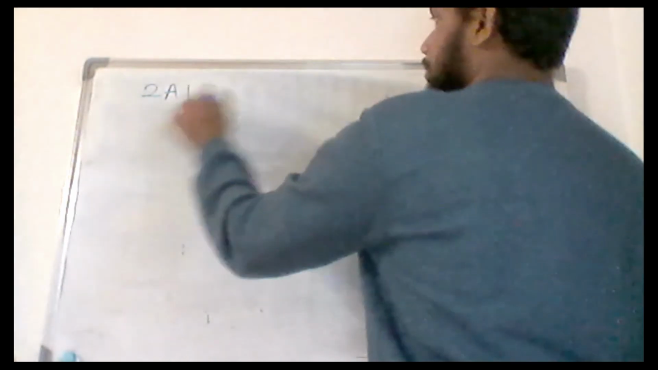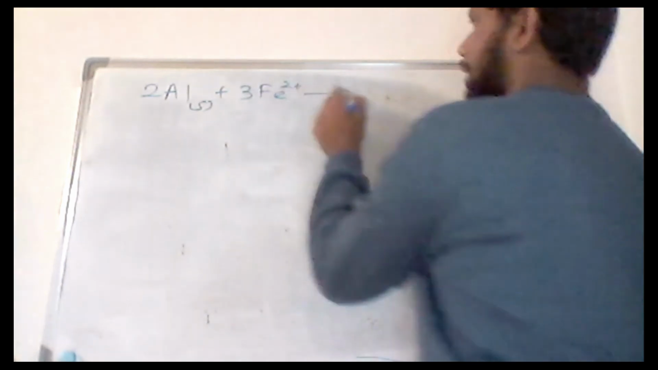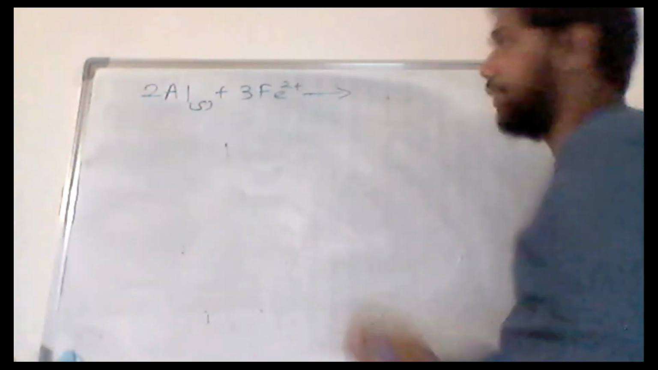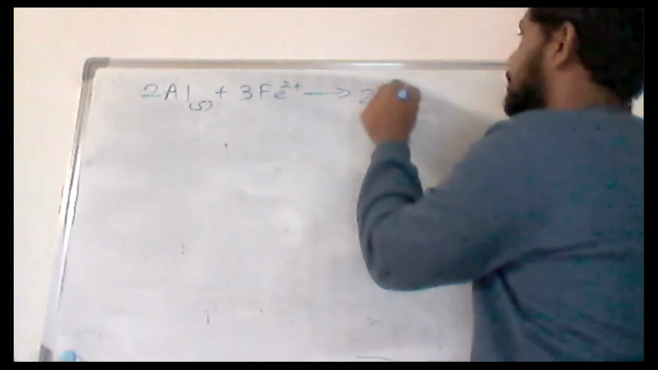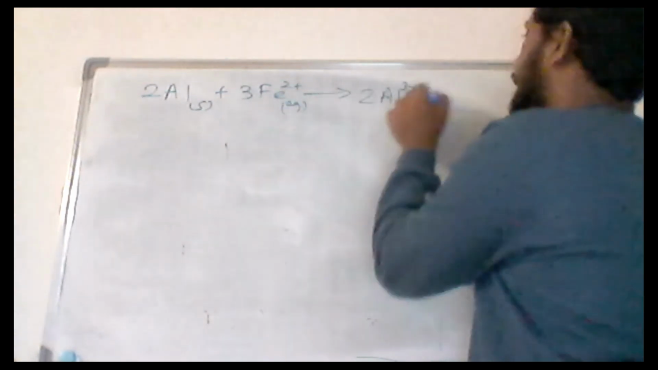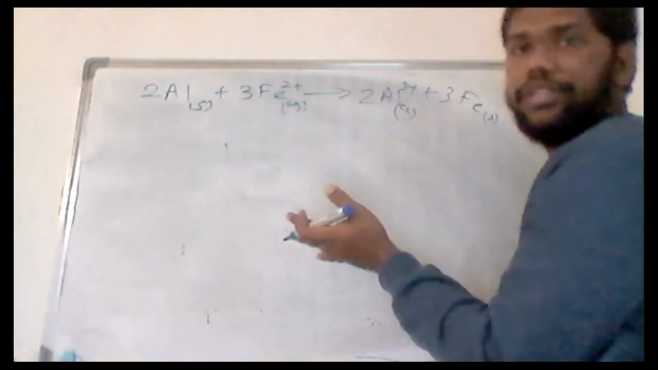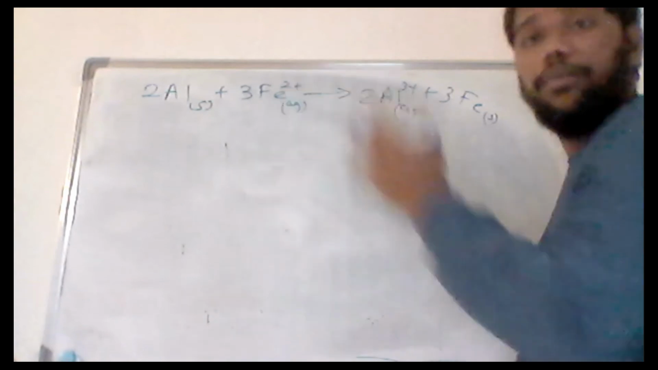No, it was 2 aluminium solid maybe. Yeah, because the aluminium is the oxidation. So aluminium solid plus 3 Fe2+ reduction. I'm writing the overall reaction. Okay, 2 aluminium 3+, which is the oxidation. This is aqueous, and 3 Fe solid. So I have to first write anode, cathode, then multiply the electrons to equalize, then add, so you get this one.